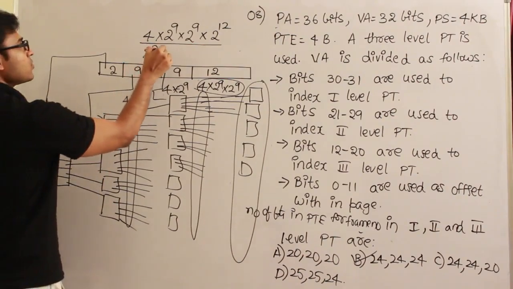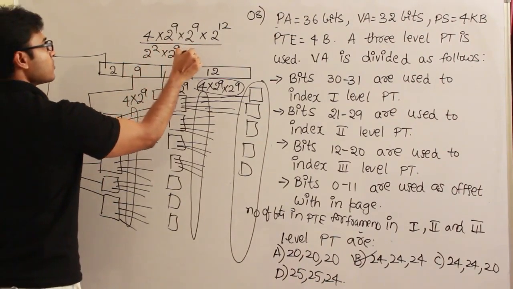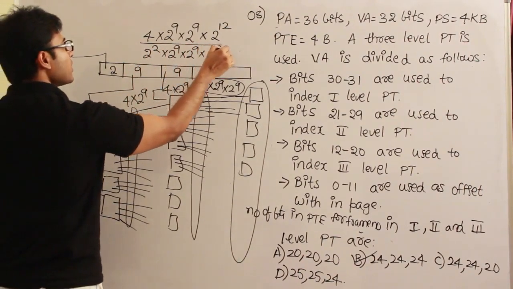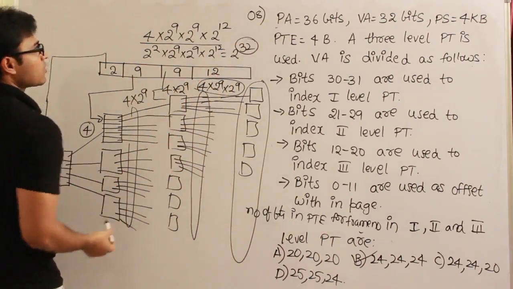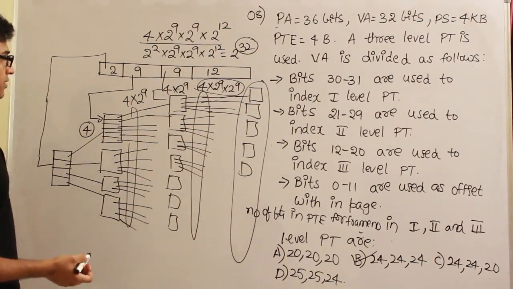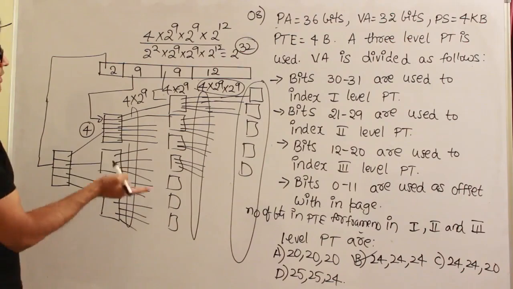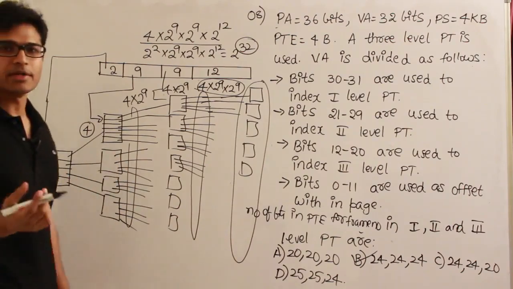It is 2 power 2 into 2 power 9 into 2 power 9 into 2 power 12, which is nothing but 2 power 32. Yes, we got it. So that is how the 2 power 32 virtual address space is represented. But actually they did something wrong here. They could have even done this in 2-level paging.